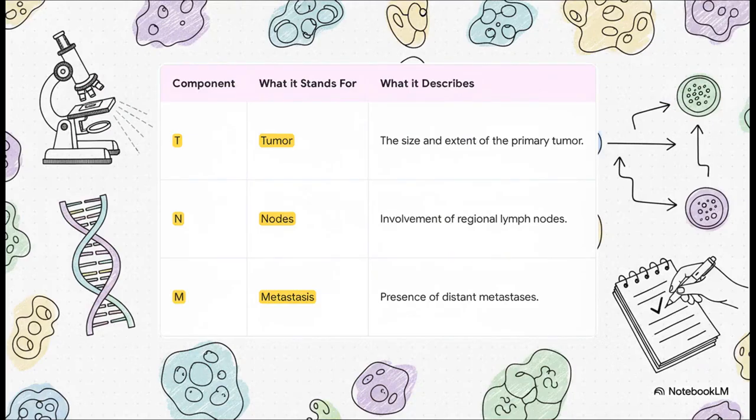And the gold standard for staging is something called the TNM system. It provides a simple, standardized language for every cancer. T stands for the size of the primary tumor. N tells us if it has spread to nearby lymph nodes. And M describes whether it has metastasized to distant parts of the body.